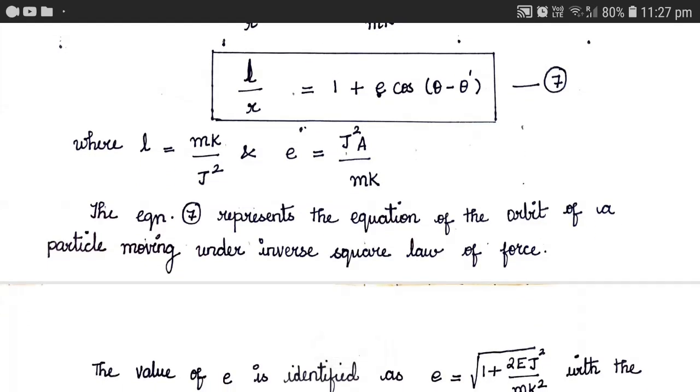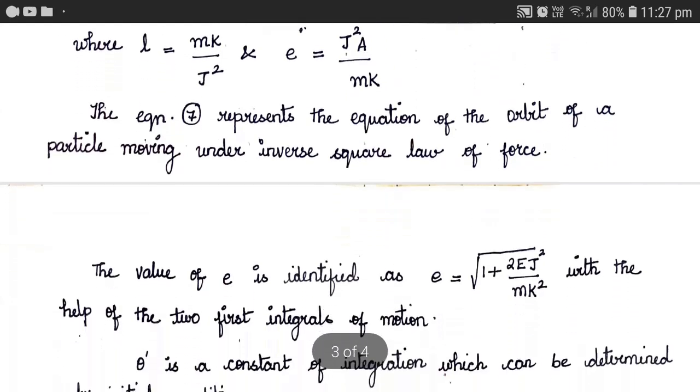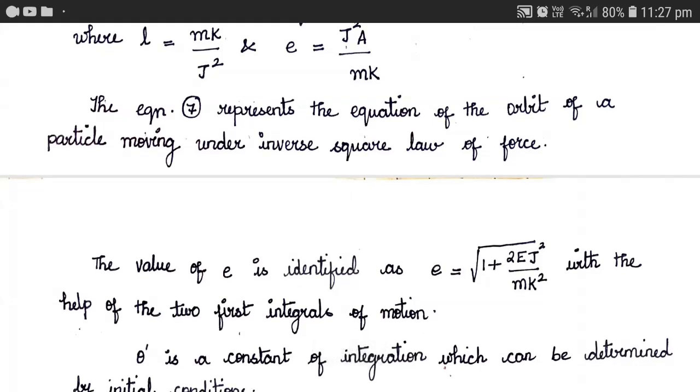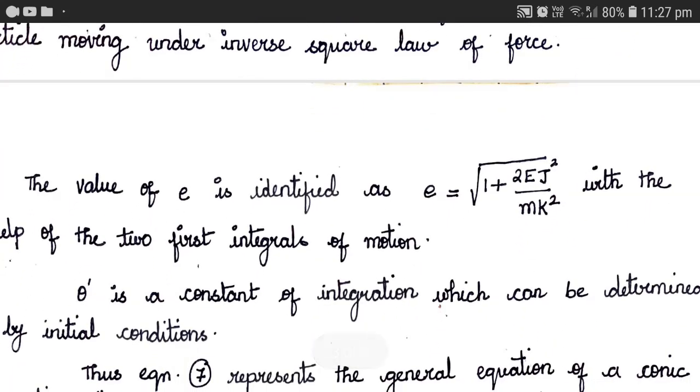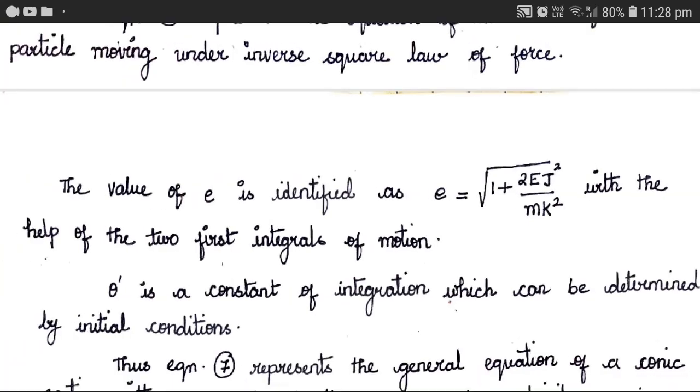As I said, the constant value of E is identified as E equal to root of 1 plus 2 E j square by mk square, with the help of the two first integrals of motion. We have also derived one of the integrals of motion in our previous video. So the second integral of motion helps in finding out the value of E, which we are going to call eccentricity in the later part of this video. E is equal to root of 1 plus 2 E j square by mk square.